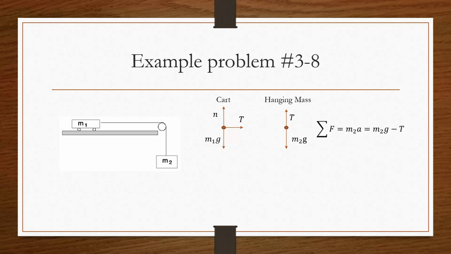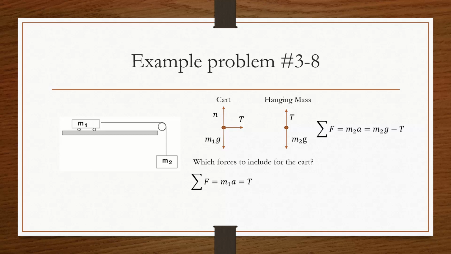So for object 2, I'm going to say the sum of all my forces is M2A, and it's got to be equal to the weight of M2, M2G, minus the tension. Which forces do I want to include for the cart when I actually go to calculate this out? Well, there's really only one force in the direction the cart accelerates, and that's the tension. The cart is going to accelerate to the right. I'm going to guess the weight and the normal force of the cart are the same thing. So M1A is actually equal to T.